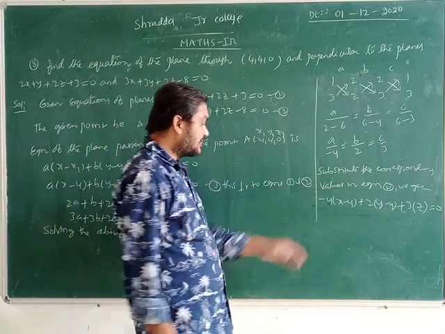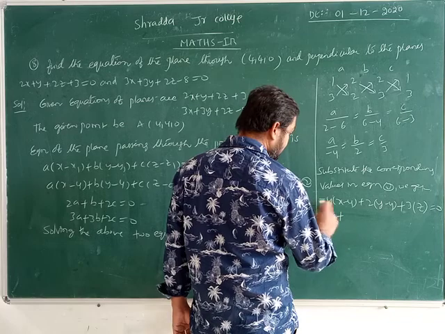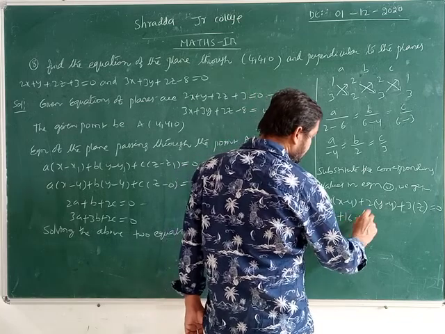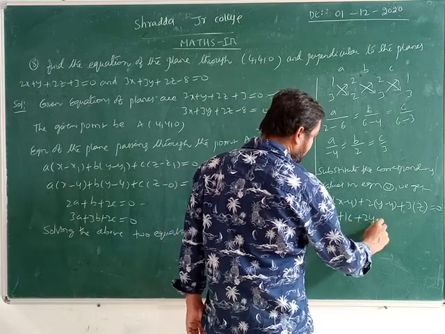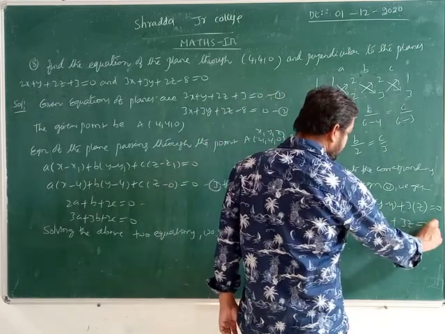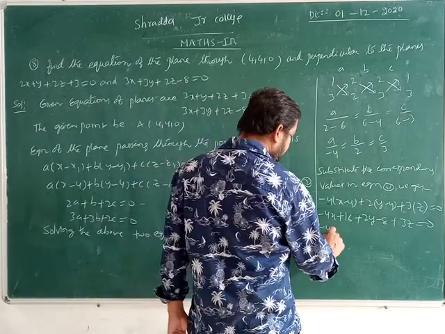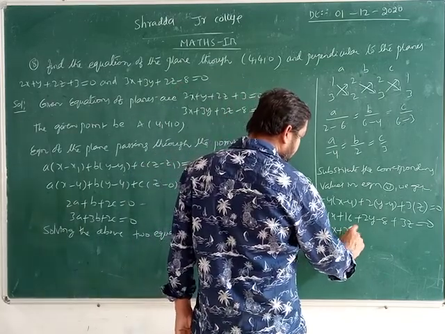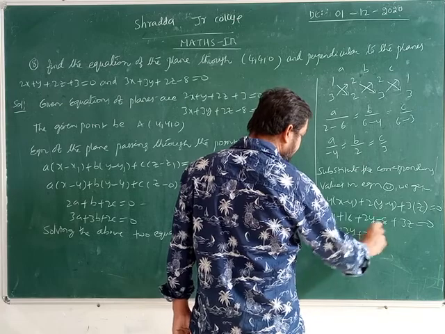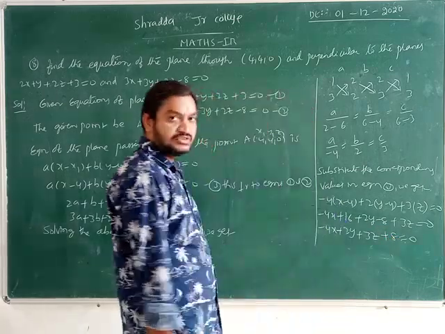This equation is multiplied with what? Minus 4x, minus into minus plus 4 is 16. This is multiplied with 2. 2y minus 2 times 4 is 8, plus 3z equals 0. So what are we getting here? Minus 4x plus 2y plus 3z, 16 minus 8. That is what? Plus 8 equals 0.